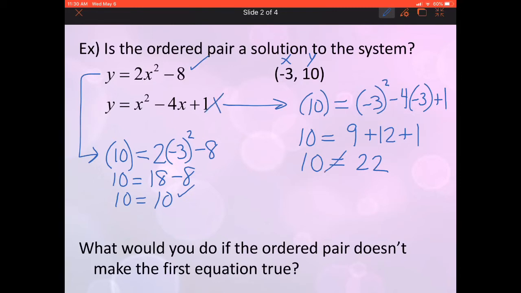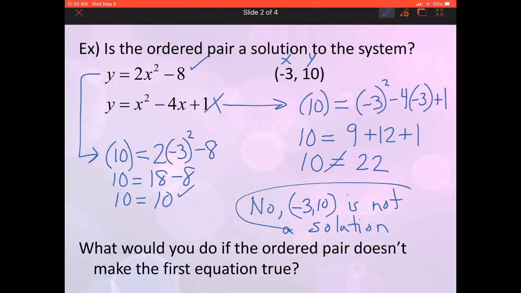So is the ordered pair negative 3, 10 a solution this time? No. So no. Negative 3, 10 is not a solution. Make sure that when you have questions like this, you show the work of you substituting in and showing if the numbers are equal or if they're not equal. If you just tell me yes or no, I will not accept that for credit. You need to show me why or why not. So show your work. Remember, my answer for this one was no, negative 3, 10 is not a solution.